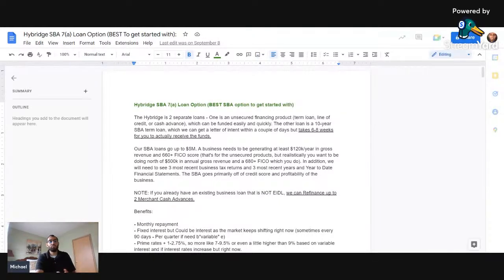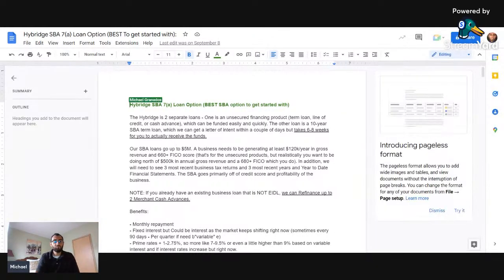There's also the hybrid SBA 7A loan. We could look at doing an SBA Express, a line of credit towards that program. There's an export program too. There's the standard up to 5 million. You get up to 350K, 250K in some cases, 500,000. There's quite a bit. But this is the hybrid SBA loan. I won't talk about it too much, but it's two separate loans.